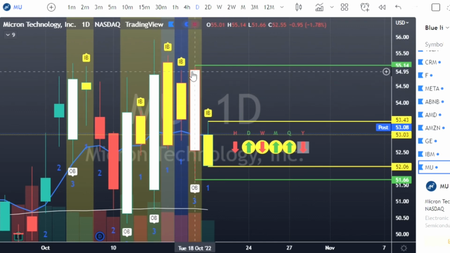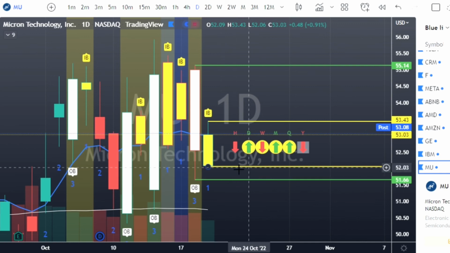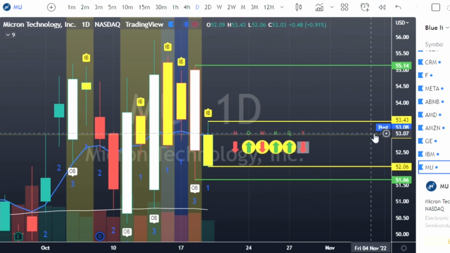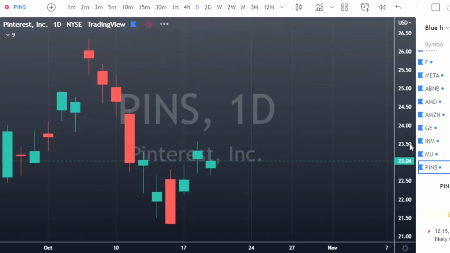Okay, so this big outside bar, everything's stuck inside of that. Inside bar, inside bar. This outside bar is stuck inside of that. This inside bar is stuck inside of that. Okay, so we're stuck. We're going to see if we can break out of this at some point. Calls at 53.43, puts at 52.06. Be cautious if you're trading on MU.